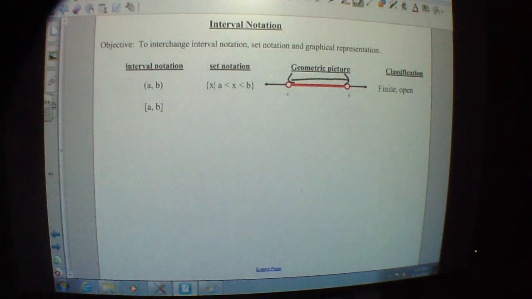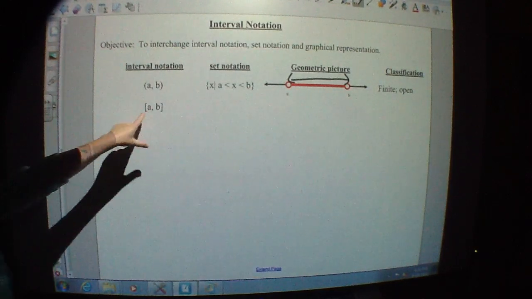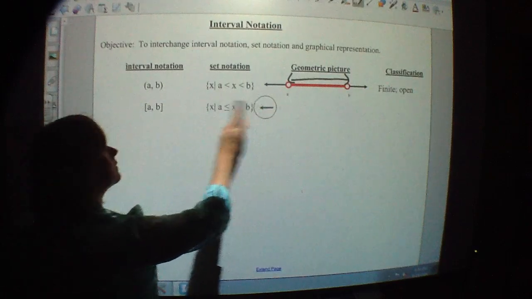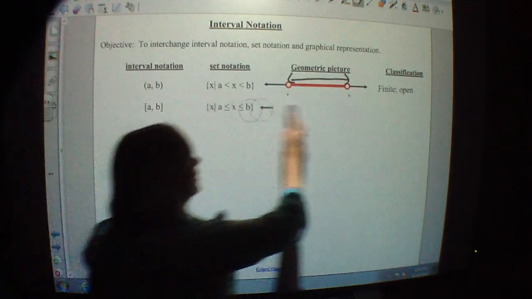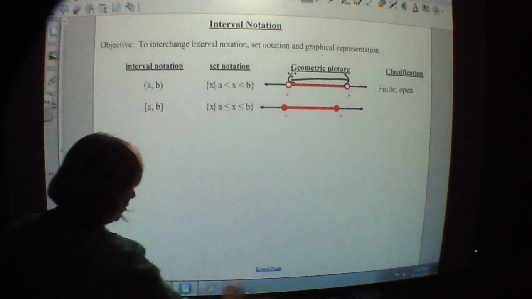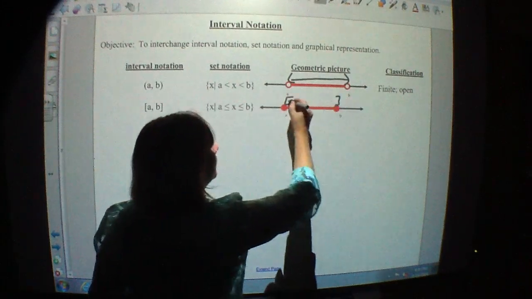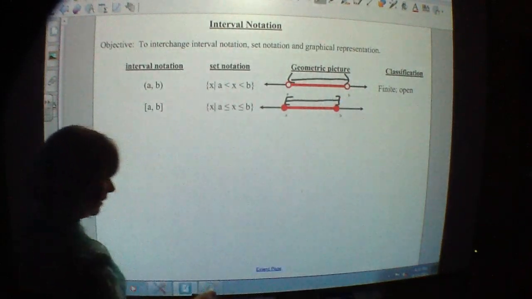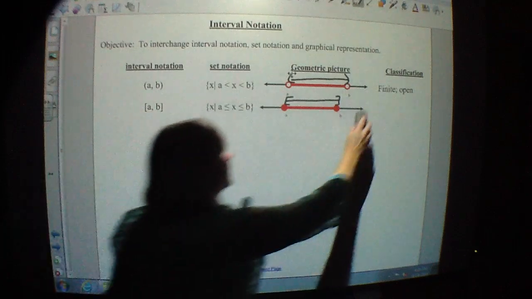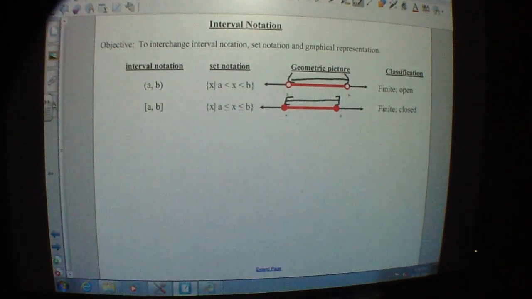Or you could have something like that with the squared off brackets. And that means it includes A and B. And here's the graphical representation. It includes A and B. Or you could graph it like this. Okay, the points A and B. Either one's correct. And this is finite and it's closed.